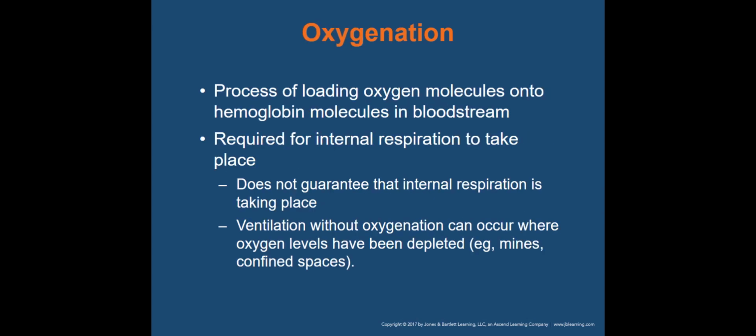Oxygenation is the process of loading oxygen molecules onto hemoglobin molecules in the bloodstream. It's required for internal respiration to take place. If the hemoglobin has a problem and can't hold on to the oxygen molecule, then oxygenation doesn't take place. Giving them oxygen doesn't guarantee that internal respiration is taking place. Ventilation without oxygenation can occur, for example, in places where oxygen levels in the breathing air have been depleted, such as in mines or confined spaces.